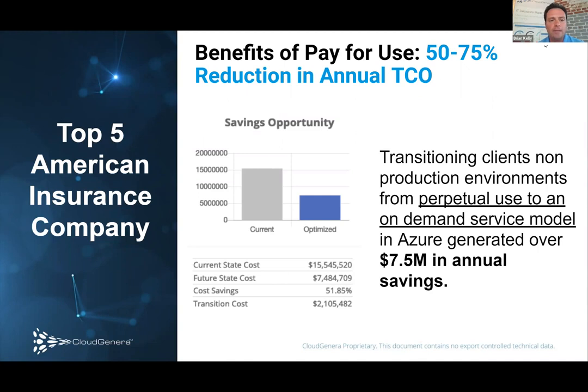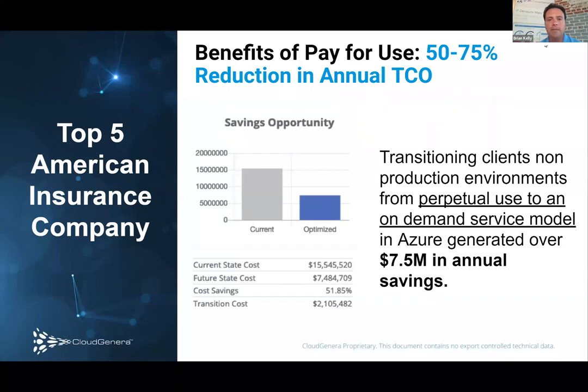One of our clients, a top 5 American insurance company, performed an analysis to look at their non-production workloads. And what they found was that transitioning their non-production workloads from perpetual use to on-demand service models in Azure generated over $7.5 million in annualized savings. Several months ago, when money was cheap and everybody's focus was on growth, opportunities like this may have been de-emphasized. Today, in a recessionary climate, what we're seeing is much more attention being paid to the spend, not just in cloud, but across the board for businesses.